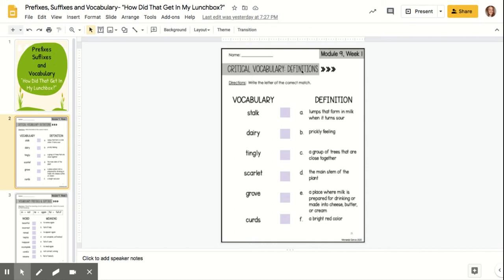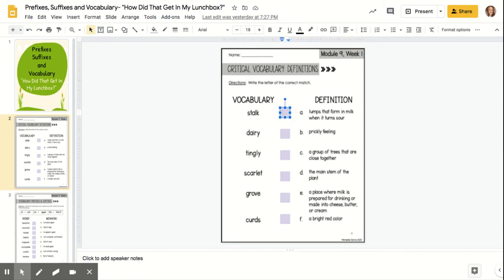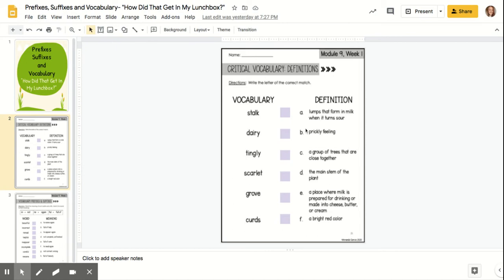Critical vocabulary definitions. Directions: write the letter of the correct match. So the vocabulary words are on this side, and your job is to find the definition that matches it. When you find the definition, you will write the letter in this box right here. So the first word is stalk.